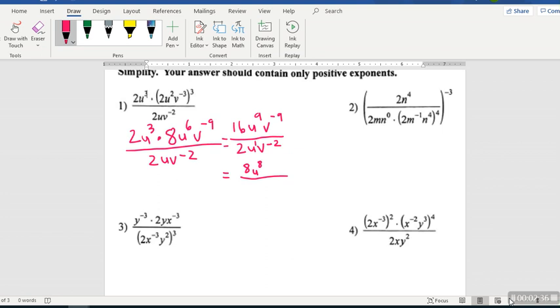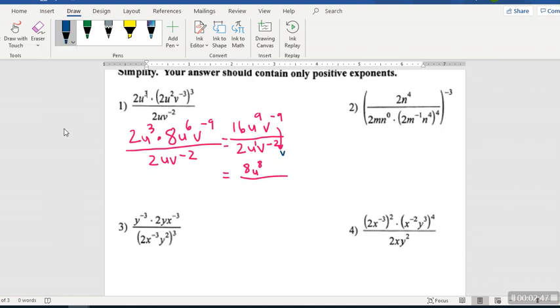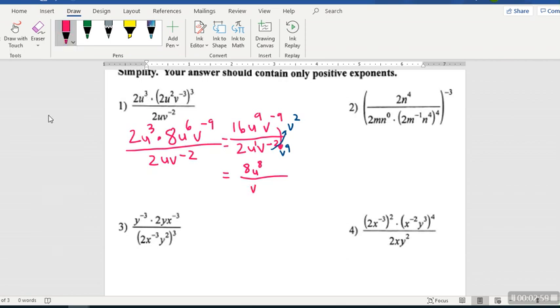For the sake of space, I'm going to flip them here and just get our final answer below. So this one goes down. Let's change colors just so it stands out, and it becomes v to the 9th. And this one flips up and becomes v to the 2nd. Now, where does v have a bigger power? In the denominator. So that's where v is going to end up. How much bigger? 9 minus 2, 7. So 8u to the 8th over v to the 7th.